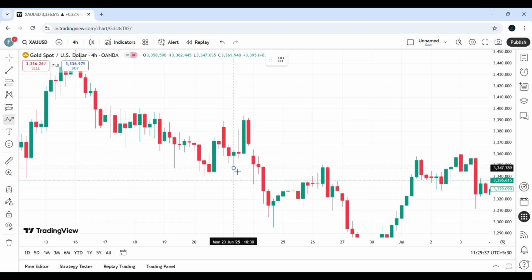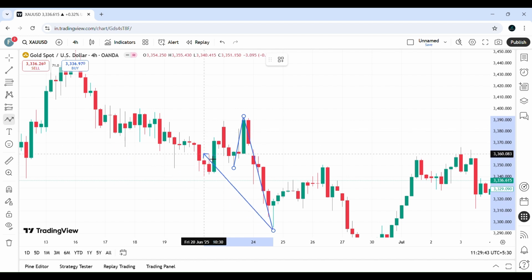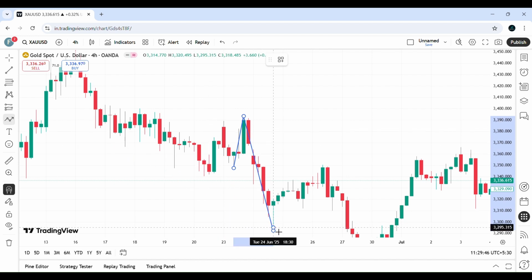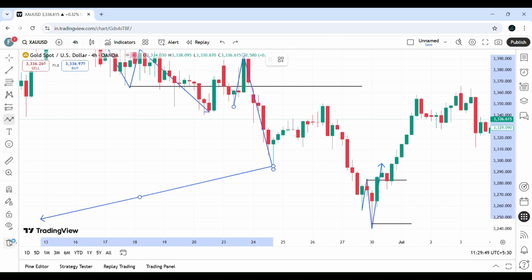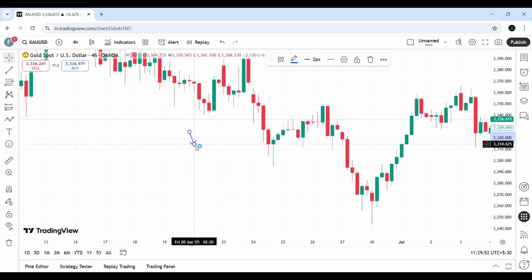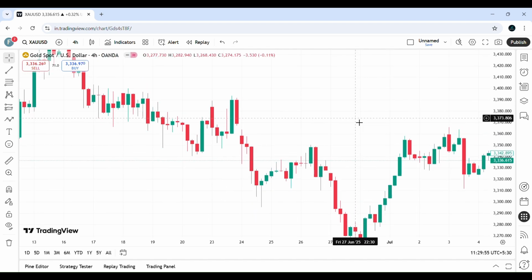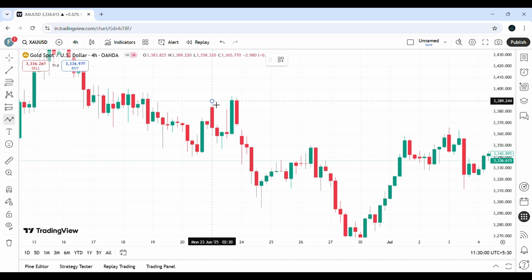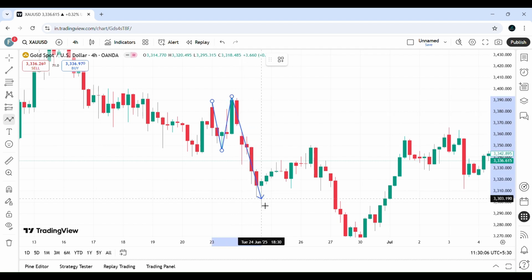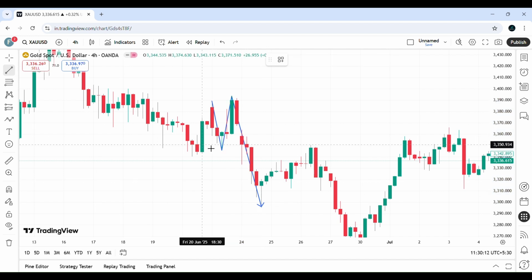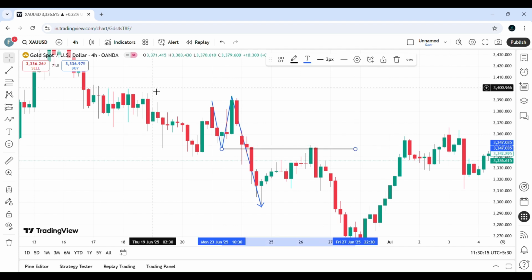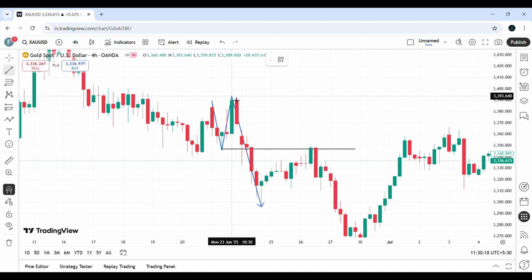This is a low, a high, a lower low again. Sorry. Let me delete it all. Let me draw again. This is your high, low, high, and a lower low. Where's your neckline? Draw your neckline. It's right over here. See?